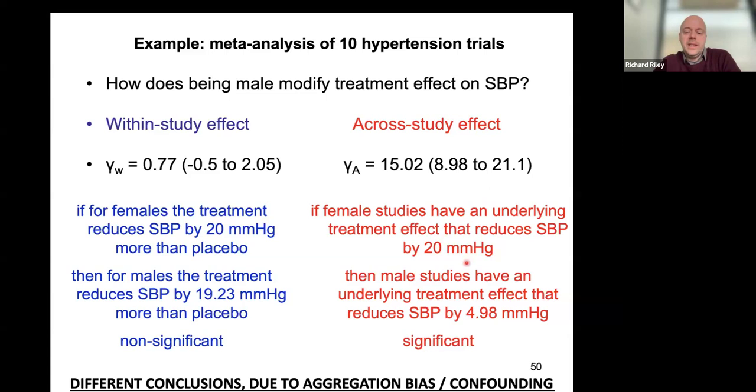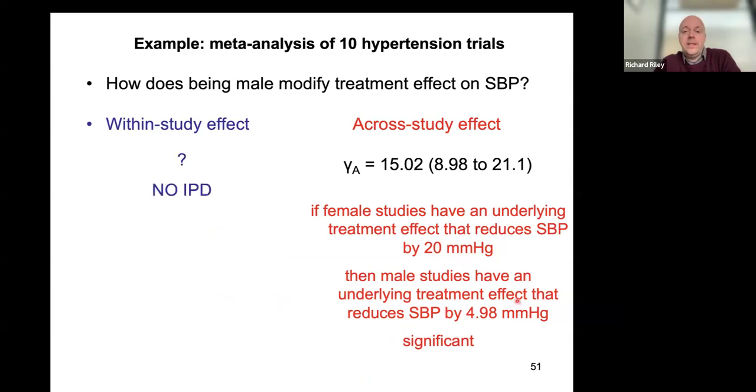And what's happening here is ecological bias, aggregation bias, confounding. If you didn't have the IPD, you wouldn't know this, and it could lead to some very wrong decisions being made. So what is going on here? Let's try and look at this from a graphical point of view.